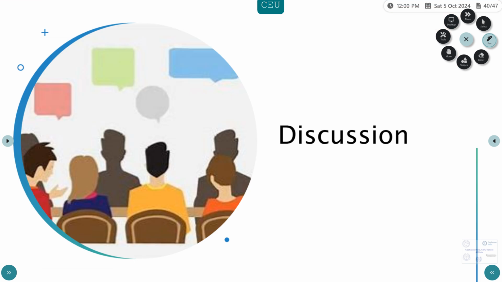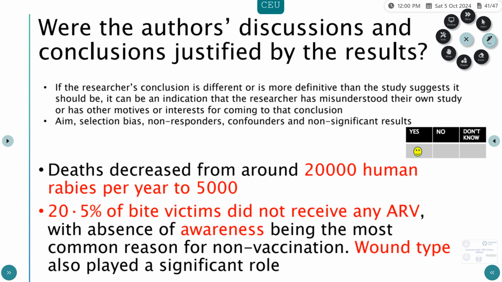So coming to discussion, what we want to look at is whether they have highlighted all the things that have come out from the results as you are inferring, and whether they are trying to ignore certain aspects of it or not. They have mentioned that deaths have decreased from 20,000 human rabies deaths per year to 5,000, attributing it to increased vaccination coverage. However, 20% still do not receive vaccination, which could be because of awareness, which was one reason, and second was wound care. A lot of people did not take it seriously, so that's something that we need to concentrate on. Second is vaccination of dogs, which was found to be low among pet dogs.